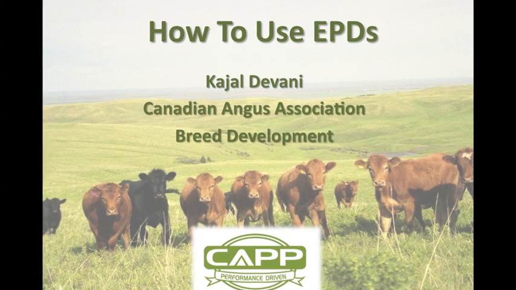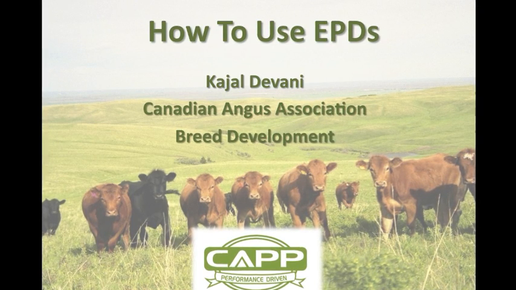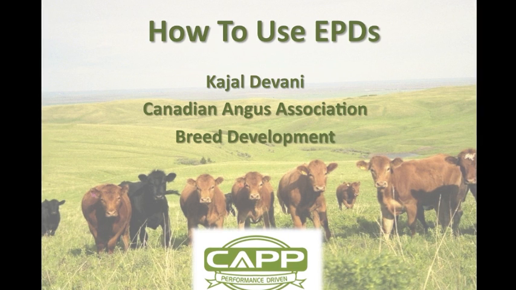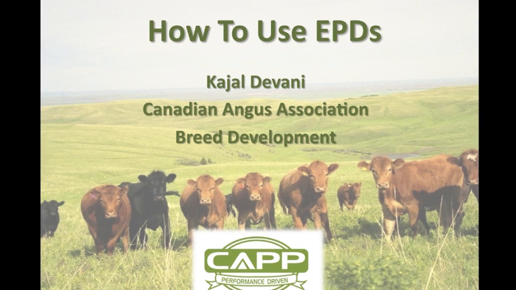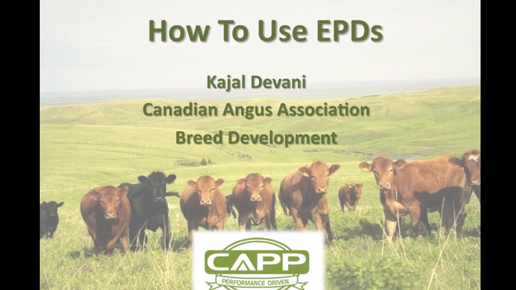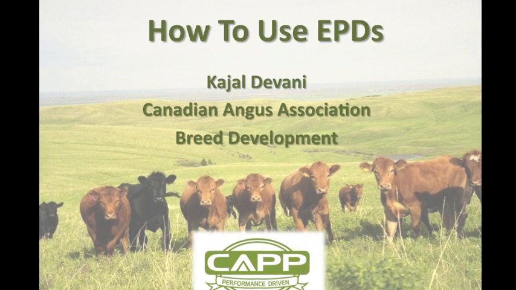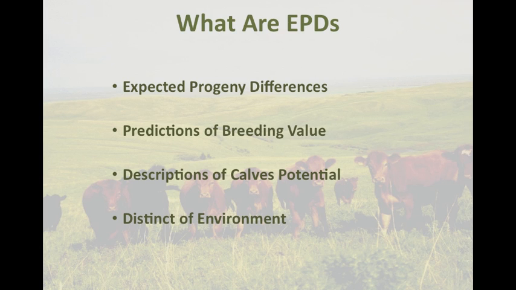So this presentation is the EPD 101 workshop that hopefully will give our membership and our staff a basic understanding of EPDs, what they are, how to use them, how they're calculated, and answer any questions that you might have about the performance program. So first of all, EPDs, which stands for expected progeny differences, are predictions of an animal's breeding value. So they're predictions of an animal's genetics.